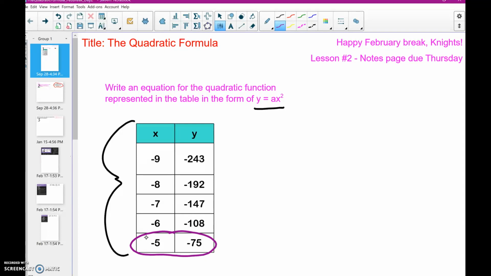Remember, you could have plugged in any point you want, but I always pick points that I know will be easy to square, subtract, multiply, whatever we're doing. So let's start with that. Our equation is y equals a times x squared. I know my x value is -5, and my y value is -75. So we have -75 equals a times -5 squared.